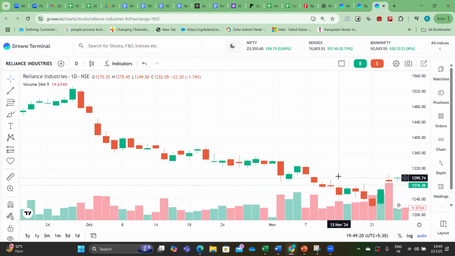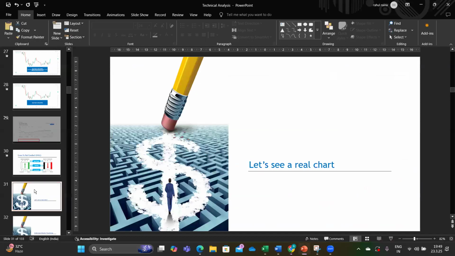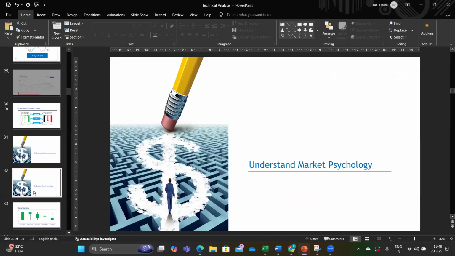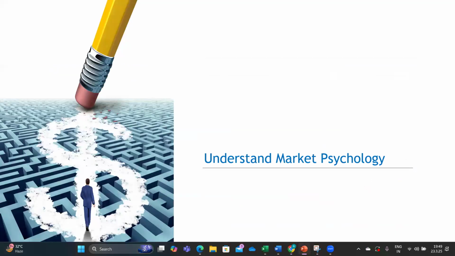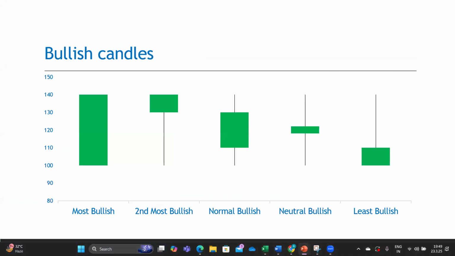Now, please understand these candles tell a story. These are not just mere candles. They tell you a great deal of story about what market players are thinking. Now let's understand the market psychology by seeing these candles. Then you will start appreciating whatever knowledge these candles are giving. Now let's first do bullish candles.